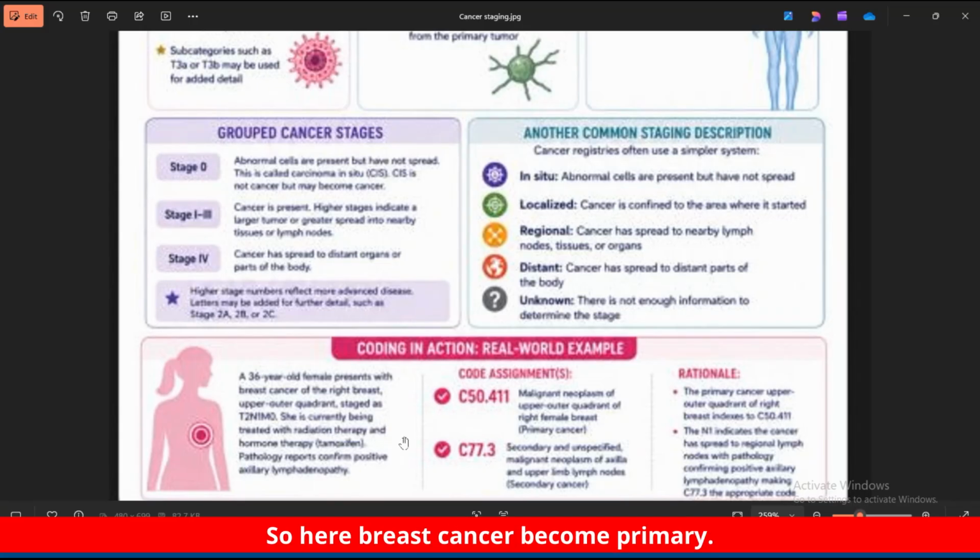Here the breast cancer becomes primary. So C50.411, malignant neoplasm of upper outer quadrant of the right female breast, primary cancer. The breast cancer has spread to lymph nodes, as the patient has positive axillary lymphadenopathy. So for lymph nodes you need to code C77.3, secondary and unspecified malignant neoplasm of axilla and upper limb lymph nodes, which will become secondary cancer.